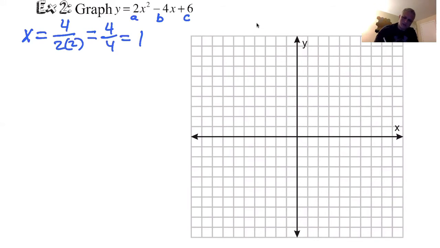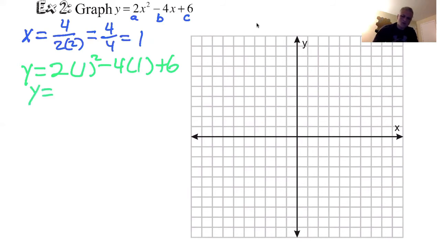Now let's look at the y coordinate. Y equals 2x squared minus 4x plus 6. But I know from my vertex what x is. It's 1. So I take that 1 and I replace the x's. I substitute it for x. Okay. 2 times 1 squared.